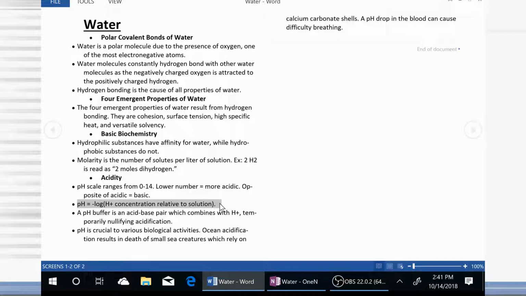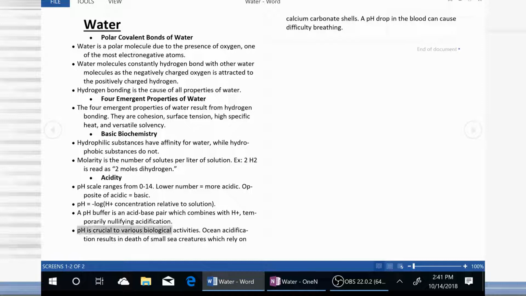So a pH buffer is an acid-base pair, which combines with hydrogen ions, which nullifies acidification. So a good example of this would be, say, bicarbonate, HCO3-. And that is for example, when some patients have difficulty breathing, doctors often prescribe bicarbonate because it addresses acidification, which results from the combining of carbon dioxide with other chemicals that are in the body, and so bicarbonate prevents the acidification, which relieves those shortness of breath symptoms.